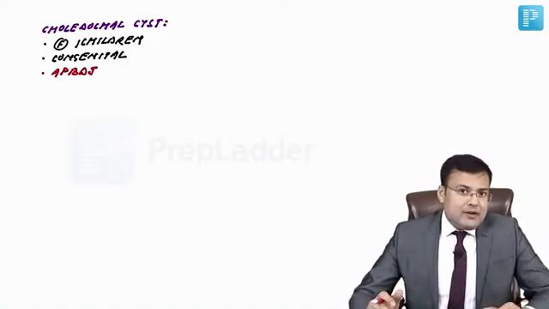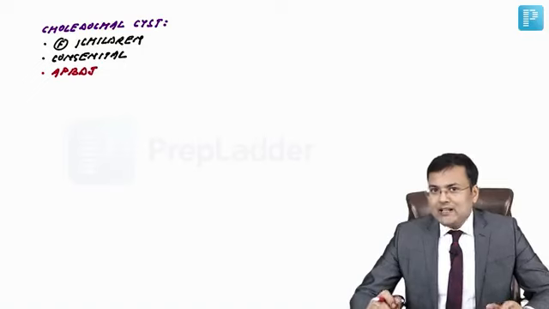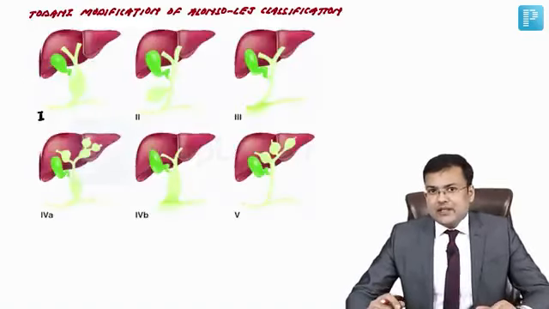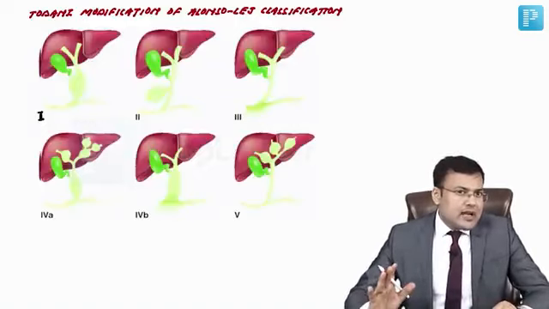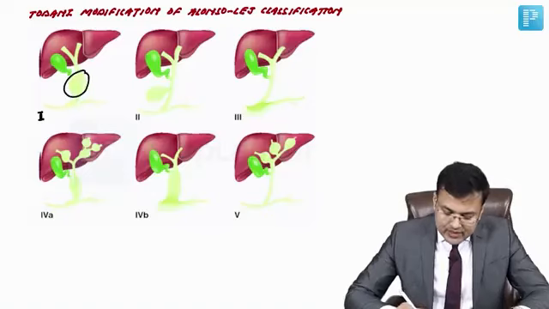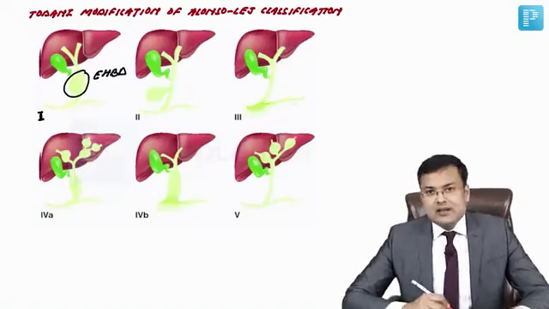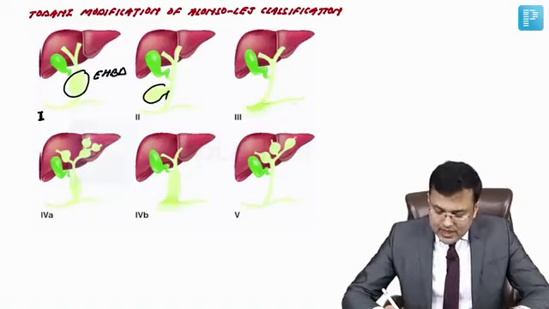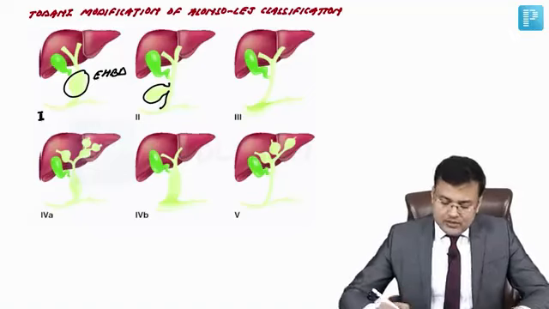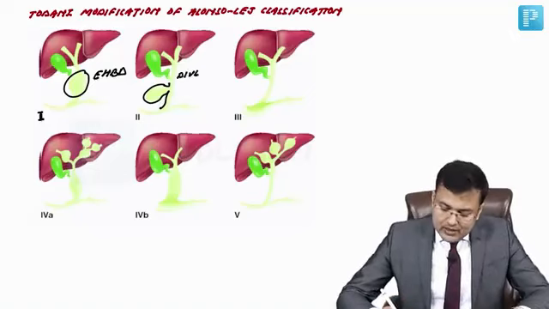There is a classification system for choledochal cyst. It is Todani modification of Alonso-Lej classification. What is type 1? In type 1, there is dilatation of extrahepatic bile duct. So here you can see, in type 1, there is dilatation of extrahepatic bile duct. What happens in type 2? In type 2, you can notice that there is diverticular dilatation.